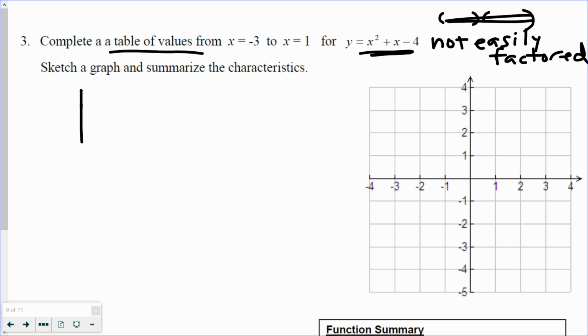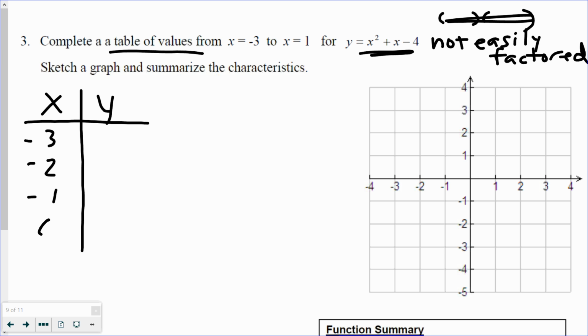What that is, we're going to say what's an x value and the corresponding y value. So we're going to do -3, -2, -1, 0, and 1. And just look for the corresponding y value for that.